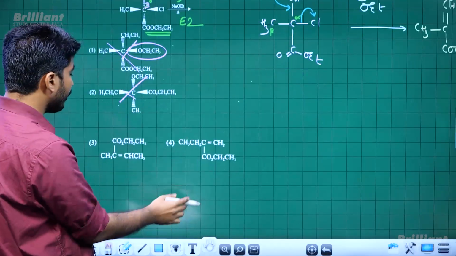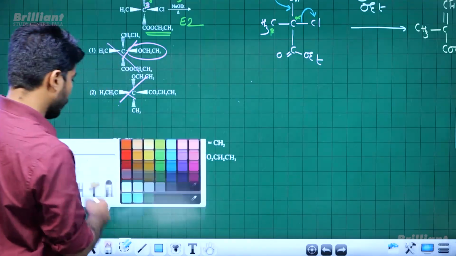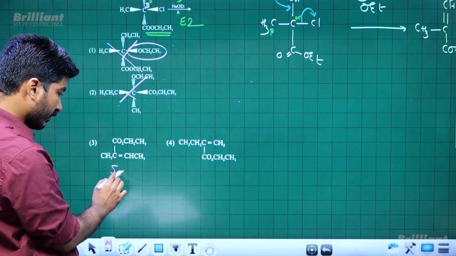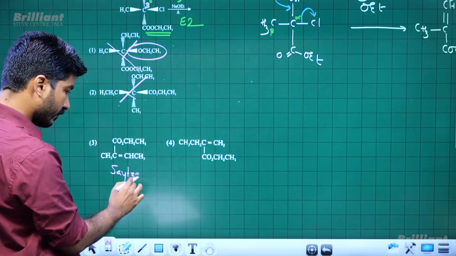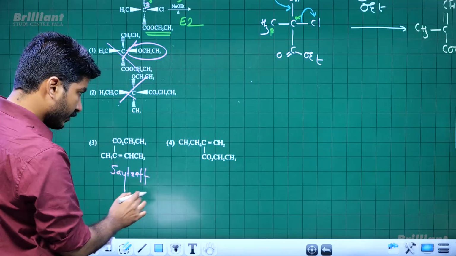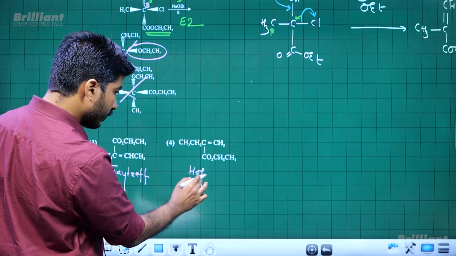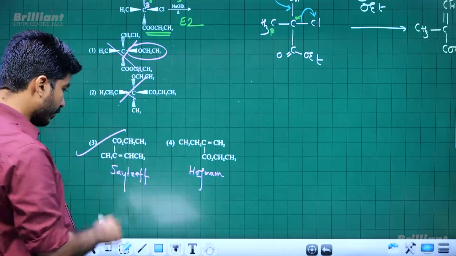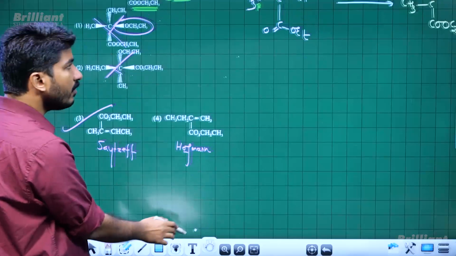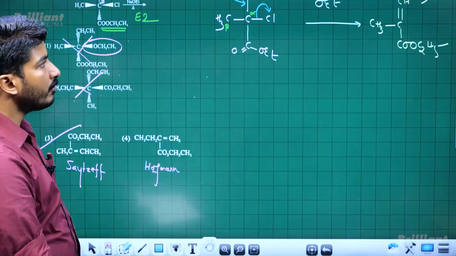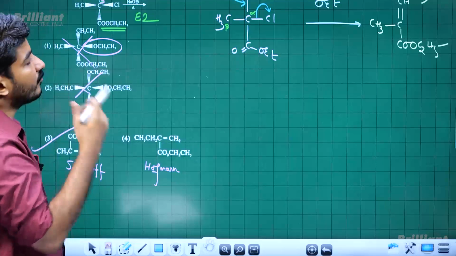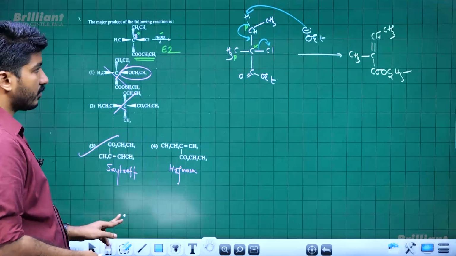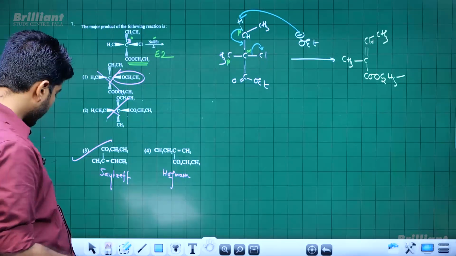And if you look at the third and fourth options, here, this is the Saytzeff product which we have drawn over there, and this is the Hofmann product which we are talking about, and this will be the major product. Okay, in general E2 reactions without using a bulky base will be giving us the Saytzeff product only as the major product, the more stable alkene as the major product. Okay, so this is the correct answer.